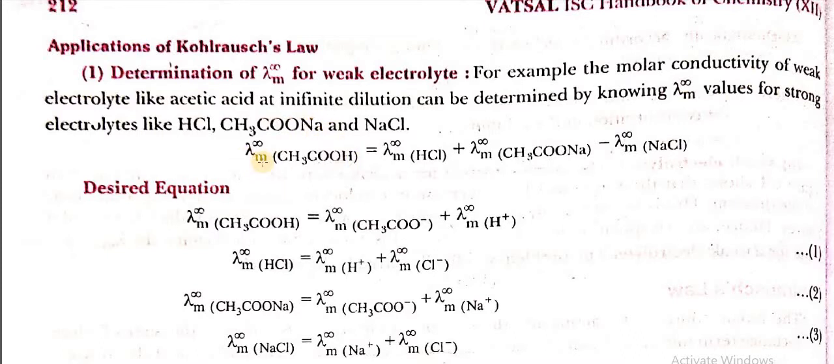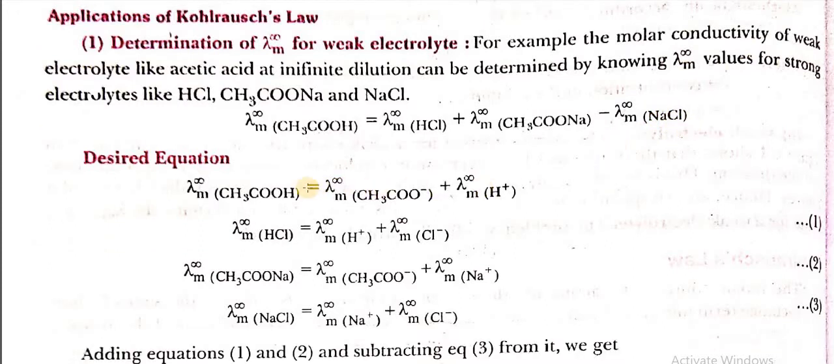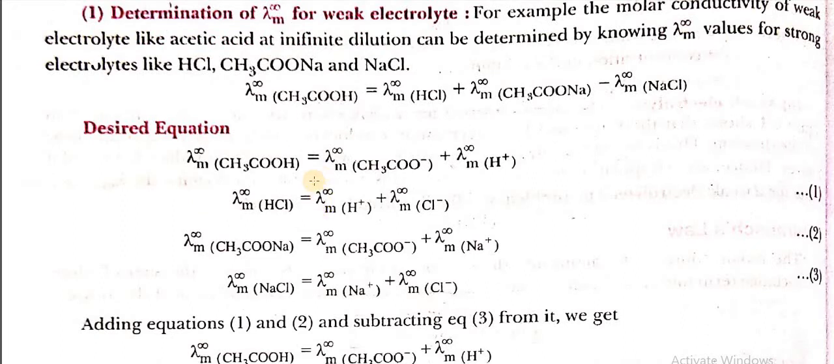So for example, molar conductivity of acetic acid can be written as molar conductivity of HCl plus molar conductivity of sodium acetate minus molar conductivity of NaCl, all at infinite dilution. Now, because all these are electrolytes, when you put Kohlrausch law over here, in HCl we get H plus and Cl minus. Similarly, in sodium acetate, Na is plus and acetate is minus, and in NaCl, Na is plus and Cl is minus. So when you write individually according to the Kohlrausch law, the equations will be like this: 1, 2, and 3.